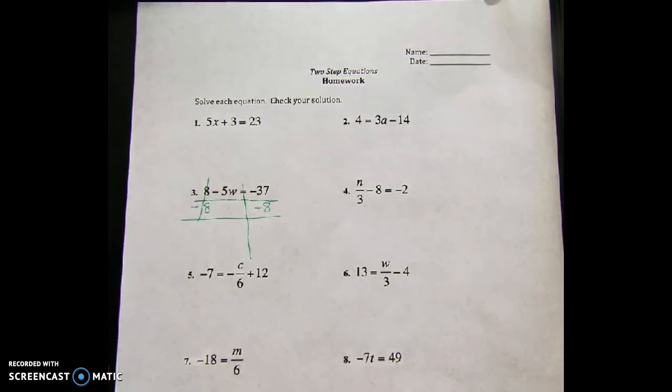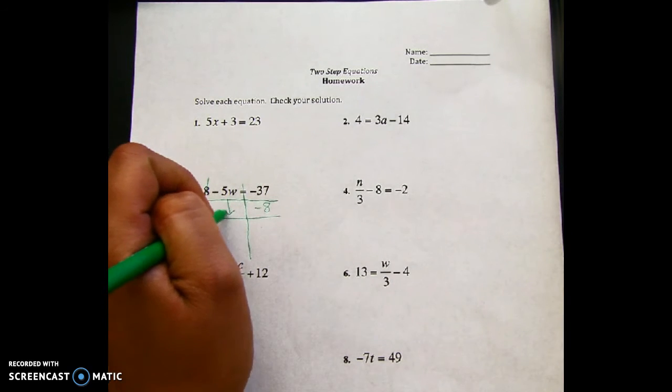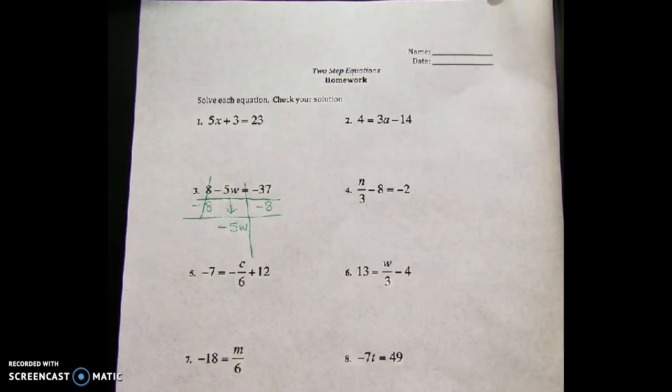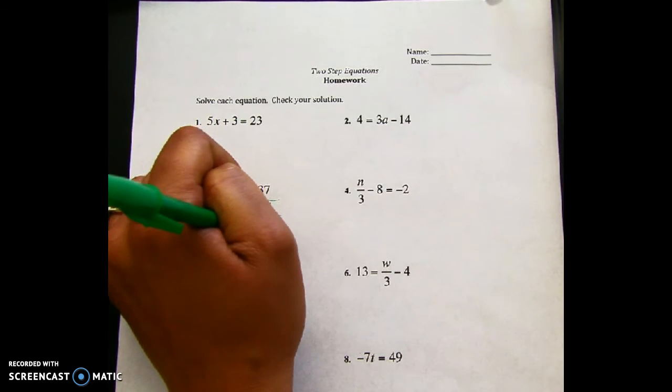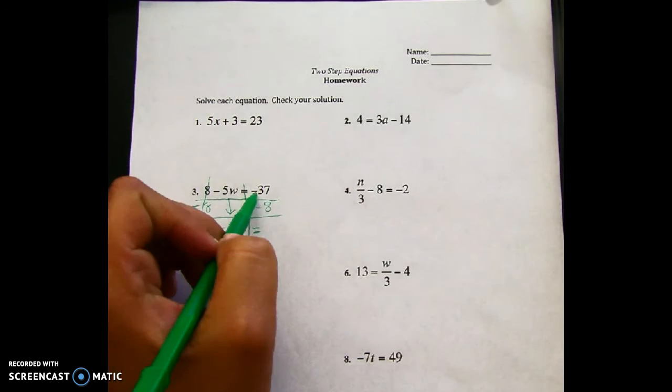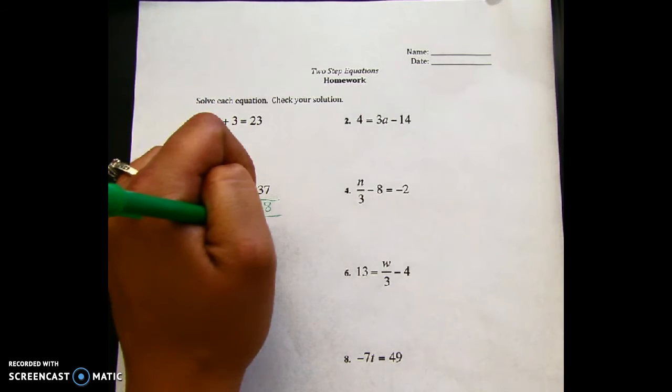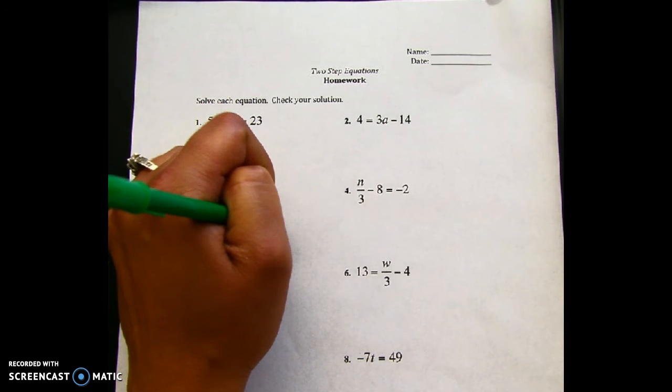When I do that, I cross out my 0 pair. I will bring down this variable of negative 5w. I will put my equal sign and I will check what I have here. I have negative 37 plus negative 8. They're both negatives. I'm going to add them together and get negative 45.